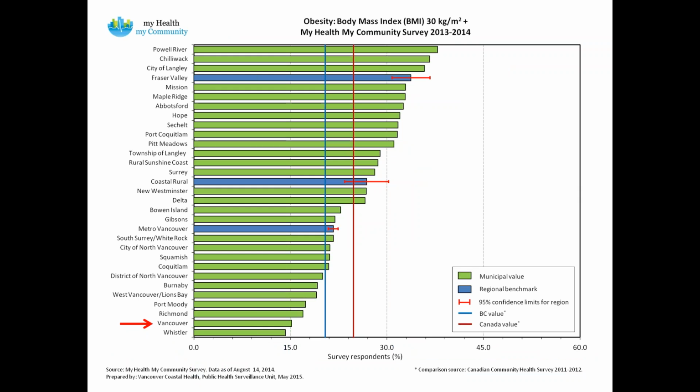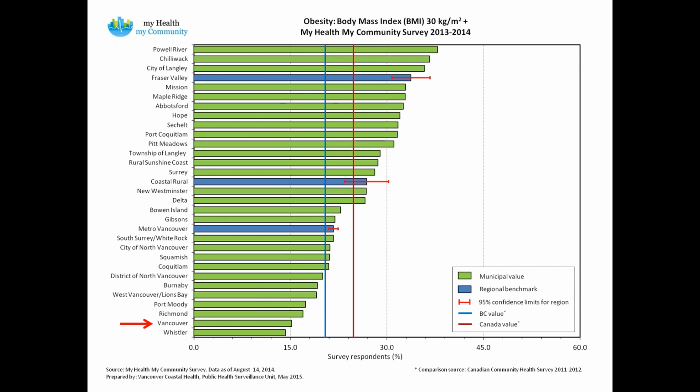And the other thing we did do is we can go ahead and compare communities, and this has actually been really helpful and a great conversation starter for these communities when they can see where they fall compared to everyone else. So for Vancouver in obesity, you see the red arrow in the lower left-hand corner.